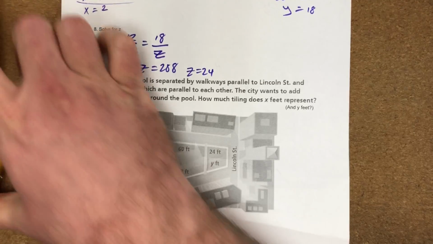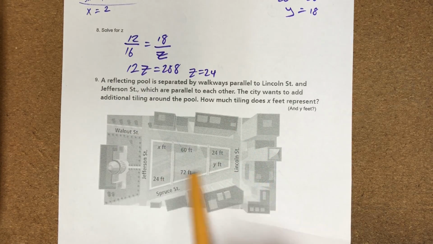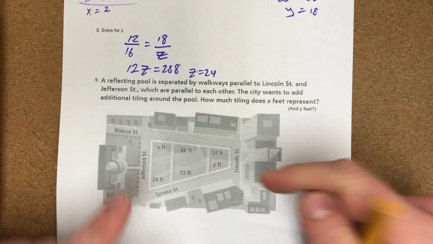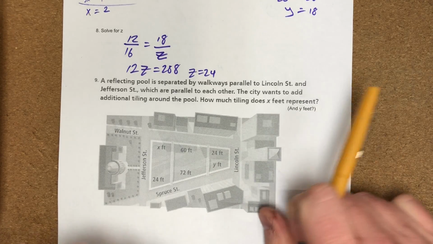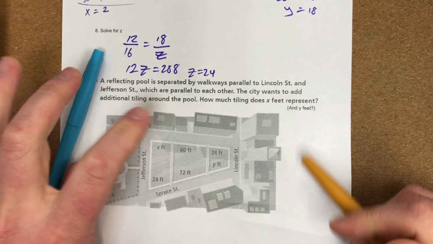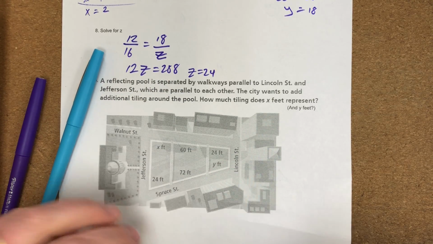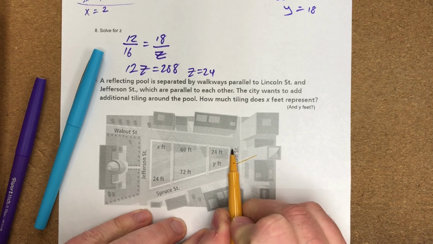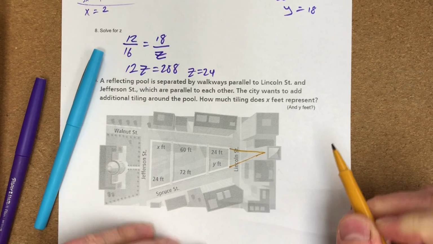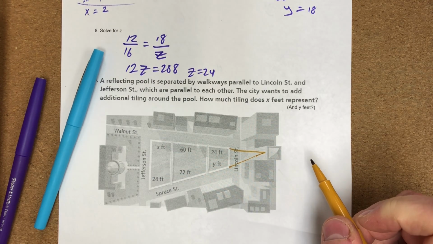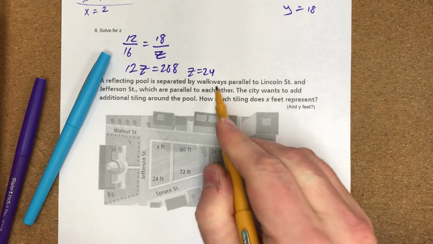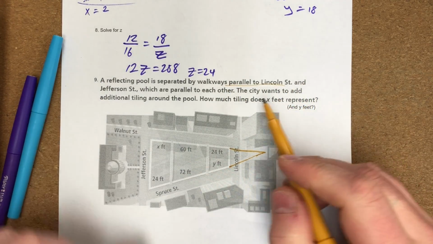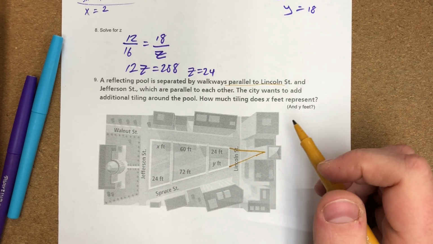So what if we had this shape? You might not know what this shape is called. When we have two parallel sides and then two non-parallel sides, they call this a trapezoid. But if we just extended it a little bit more, we'd have a triangle. And these are all parallel to Lincoln Street and Jefferson Street. So they're all parallel to each other.